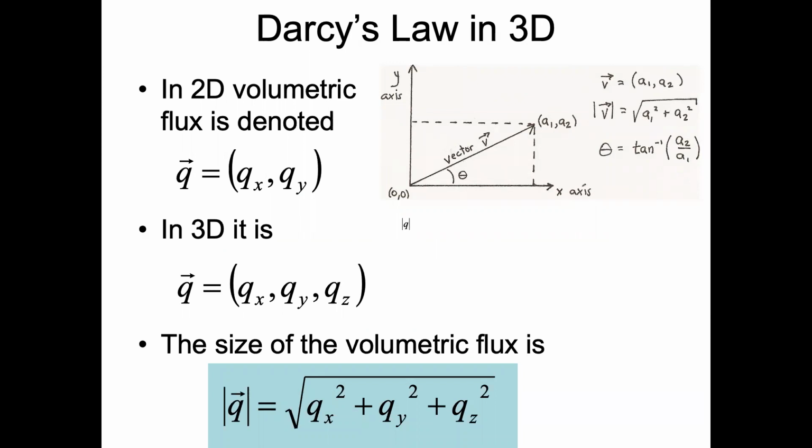So when we denote volumetric flux in two dimensions, the vector Q of volumetric flux, we can put a line over the Q and say it's Q of x and y, or in three dimensions, Q of x, y, and z. If we want to understand what the actual magnitude of flux in three dimensions is, we can take the square root of the sum of each of the fluxes in the x, y, and z direction squared.